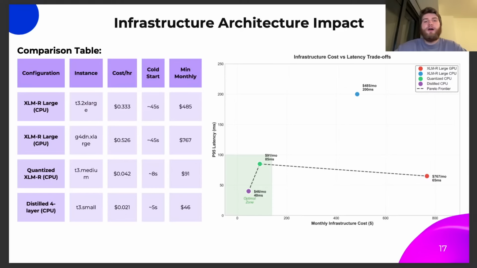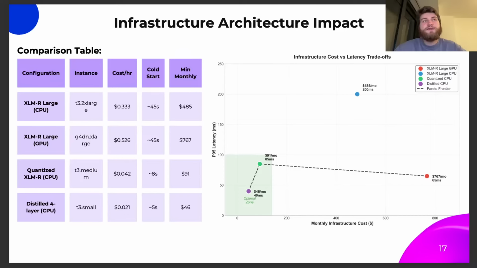Now let's talk about how optimization choices affect your infrastructure architecture. Model size determines instance type. Embed at 0.5 gigabytes runs comfortably on T3 medium with 4 gigabytes of RAM. XLMR base at 1.5 gigabytes needs T3 large with 8 gigabytes, and these are AWS instances, by the way. Then we have XLM large at 2.2 gigabytes, and it needs T3 xlarge or GPU instances for reasonable latency.